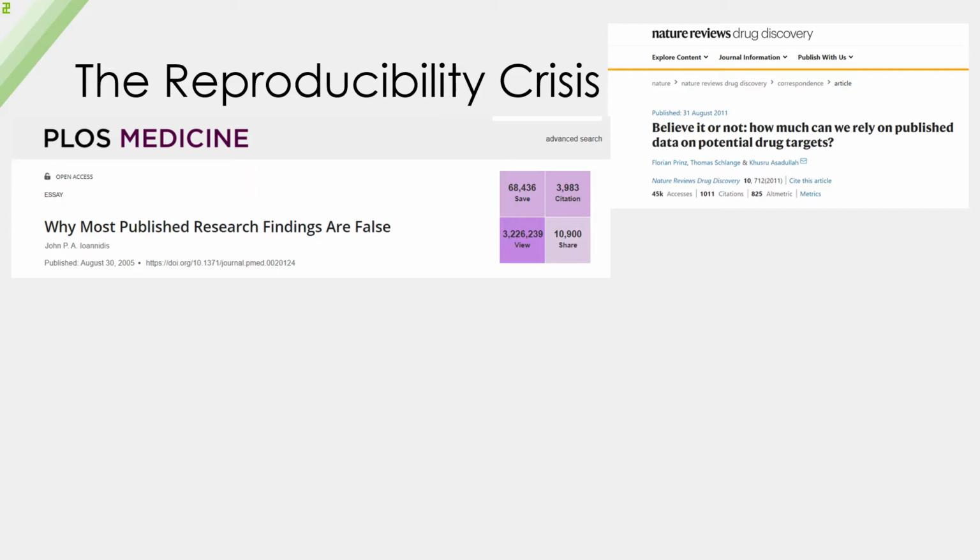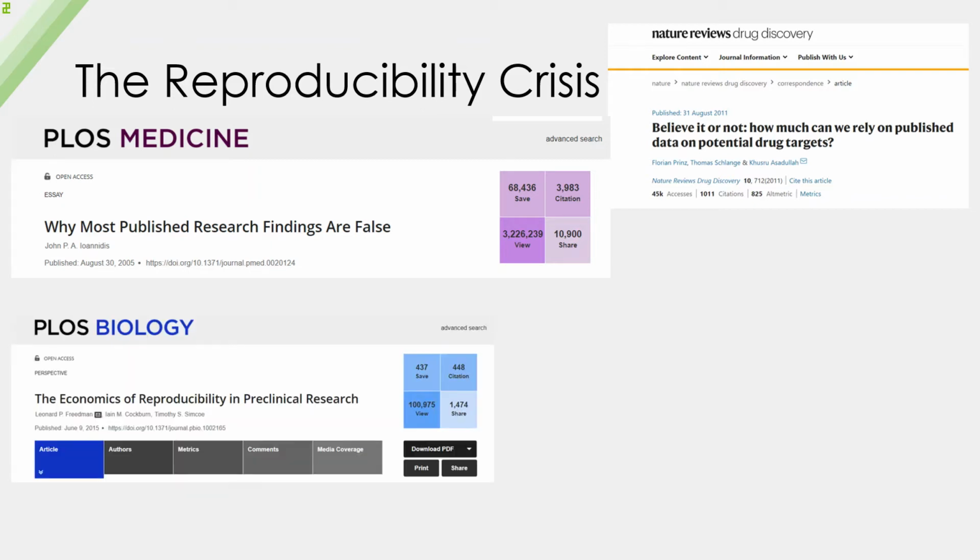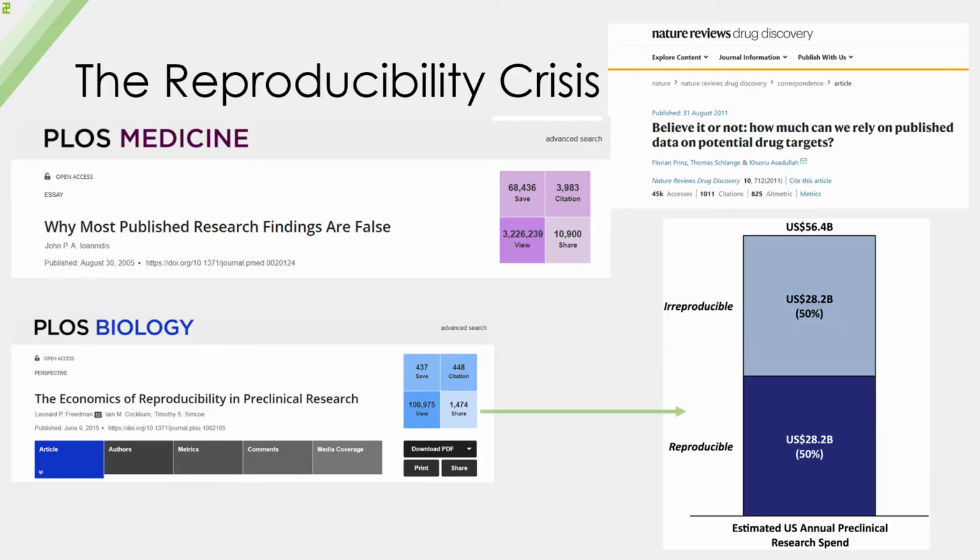In 2015, Freedman et al. used this 2005 estimate of 50% to calculate the economic cost of irreproducibility in US preclinical research, with this coming to a staggering $28.8 billion that was potentially wasted.